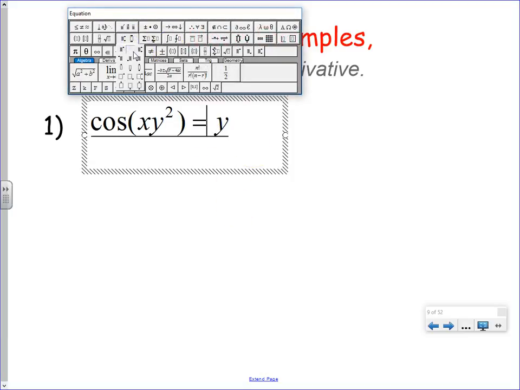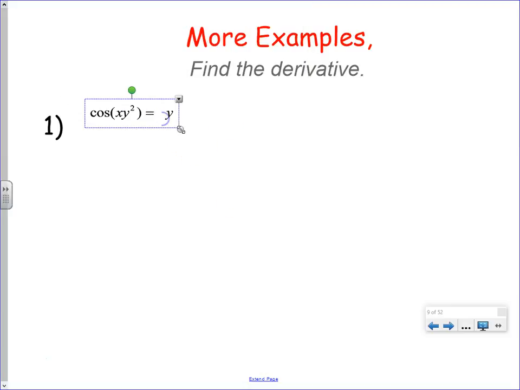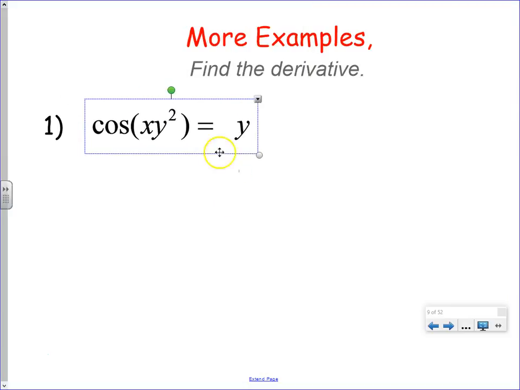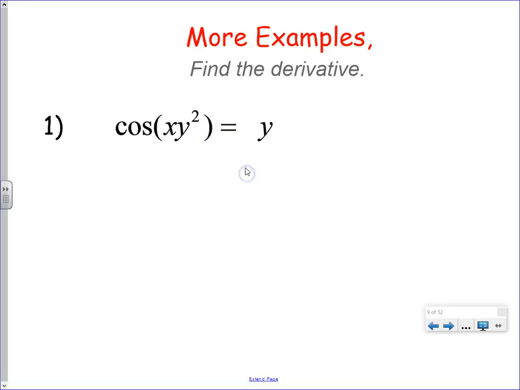Just trying to get more space. There we go. So implicit is basically telling you you have the ability to just go without stressing about how messy it looks. You have the ability just to take the derivative of both sides without worrying about what's going on.